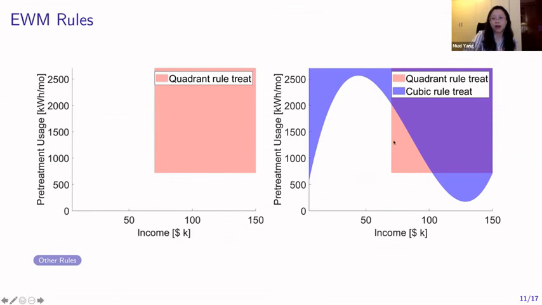On the right, I overlaid cubic rules in blue. This cubic rule shows that it generally agrees with the quadrant rule, but it allows more flexible treatment boundaries on both dimensions.